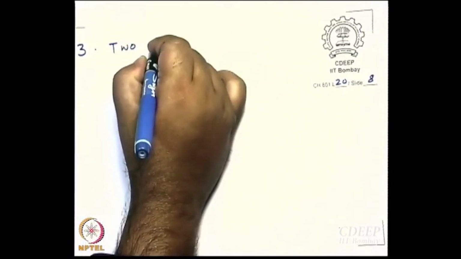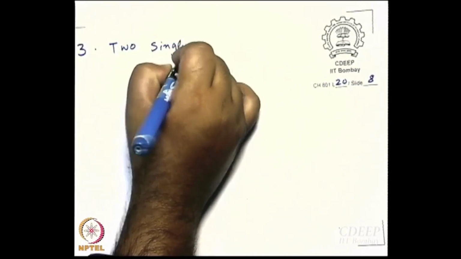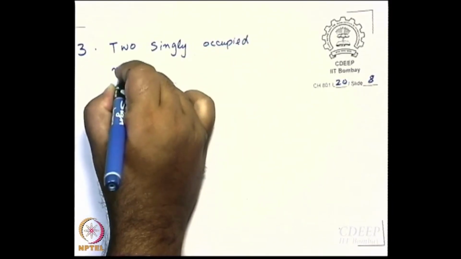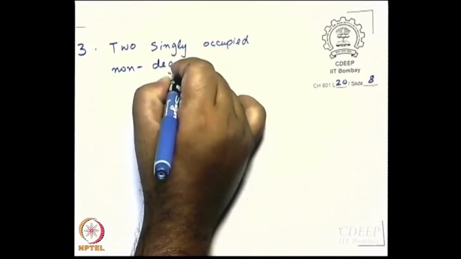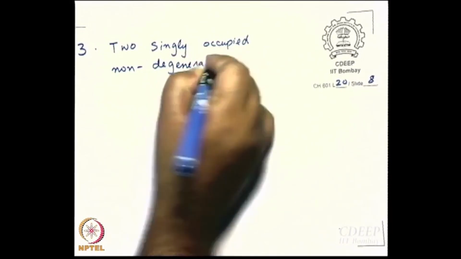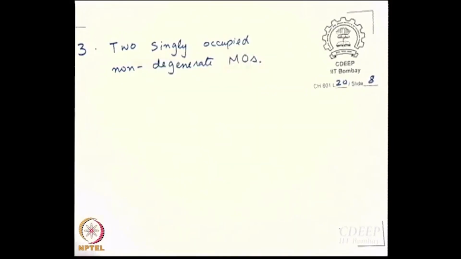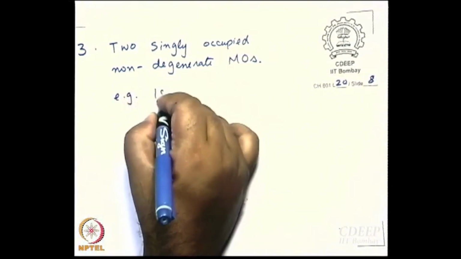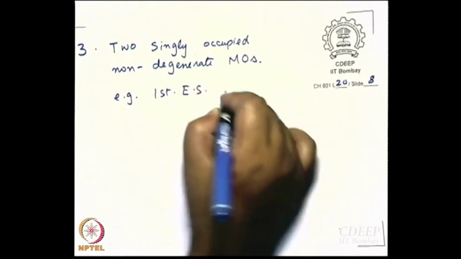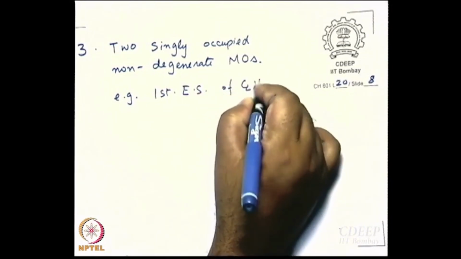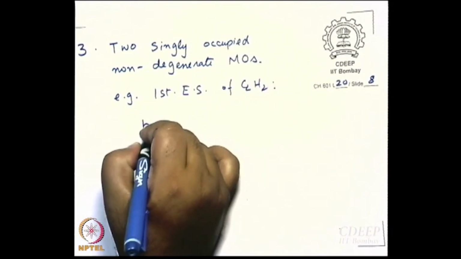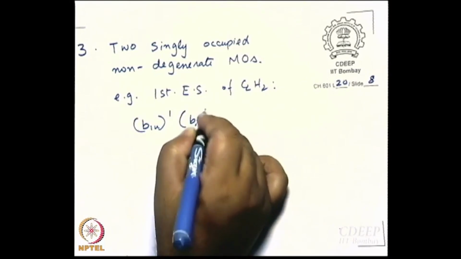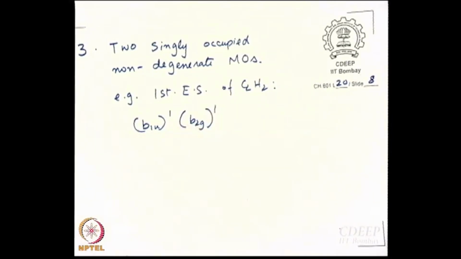We have two singly occupied non-degenerate MOs. An example that I can use is the first excited state of C2H2. Just believe me when I write B1U 1, B2G 1. Of course, I will make you work out all this. I will give you some homework.